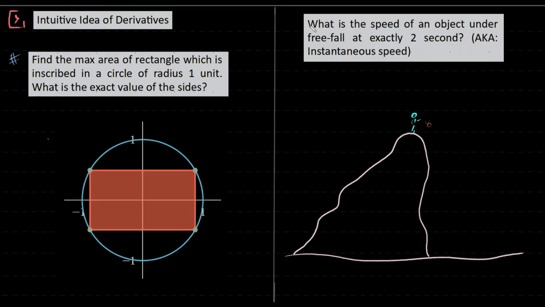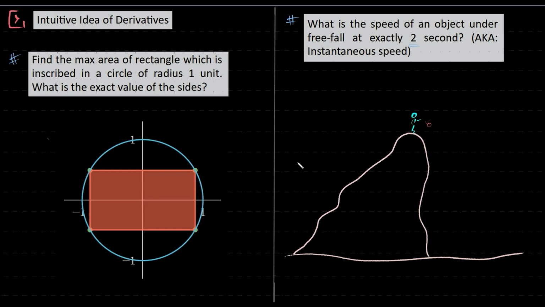Next scenario. If I want to find the speed of an object under free fall at exactly 2 seconds, I'm not talking about average velocity, I'm talking about the velocity of an object at a particular instant of time, that is instantaneous speed. The word instant, you're familiar with that, right? Instant seems like some food which is not healthy at all. But yeah, the word instant has to do with immediate.